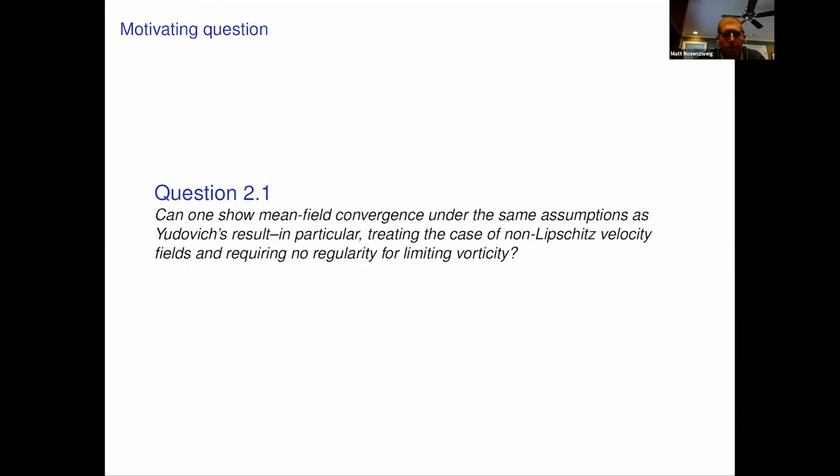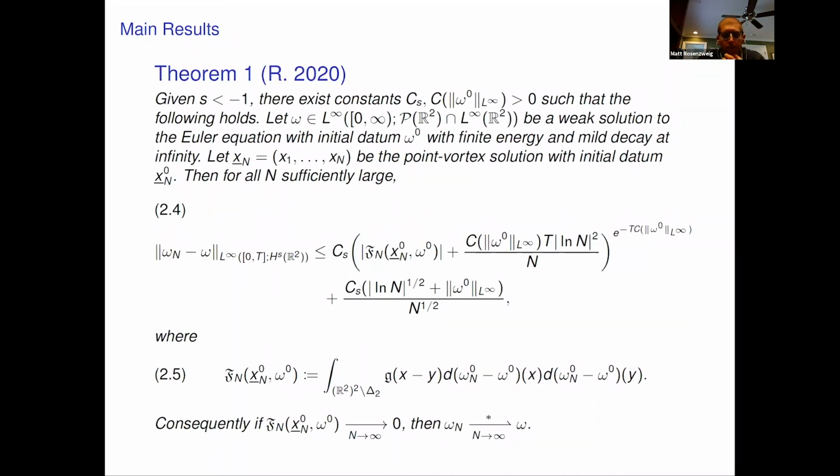So this leads us to the following question, which is, can we show mean field convergence under the same assumptions as Yudovich's result, in particular, treating the case of non-Lipschitz velocity fields and requiring no regularity for the limiting vorticity? So nothing, say, better than L infinity. And this leads us to our first theorem that we'll talk about, which is answering this question. So you can sort of ignore the top that's appearing above. I don't think that's so important.